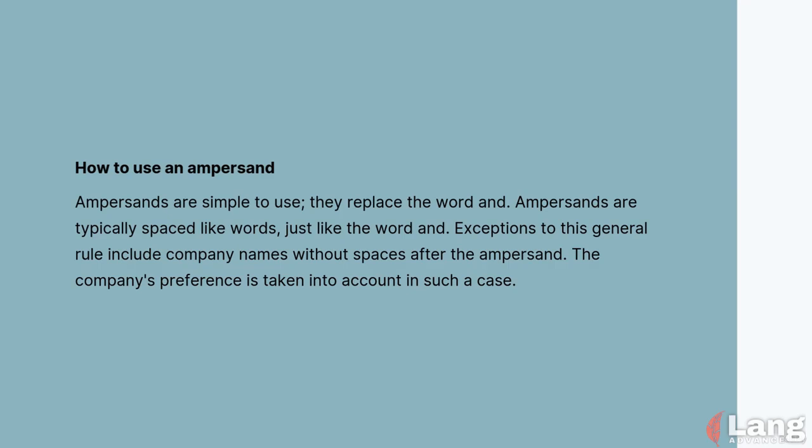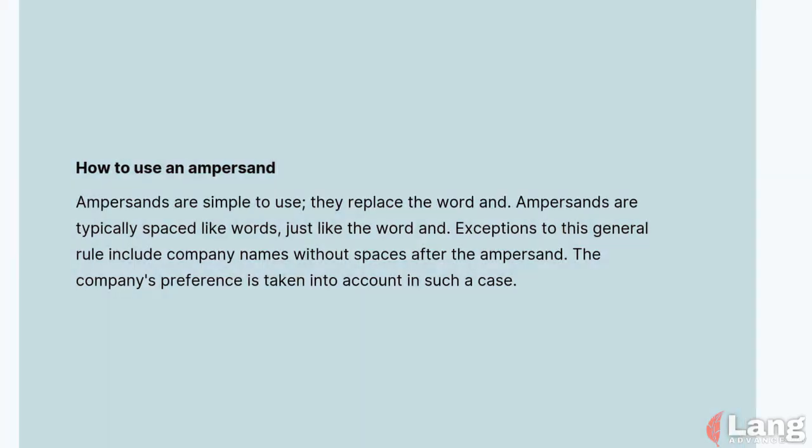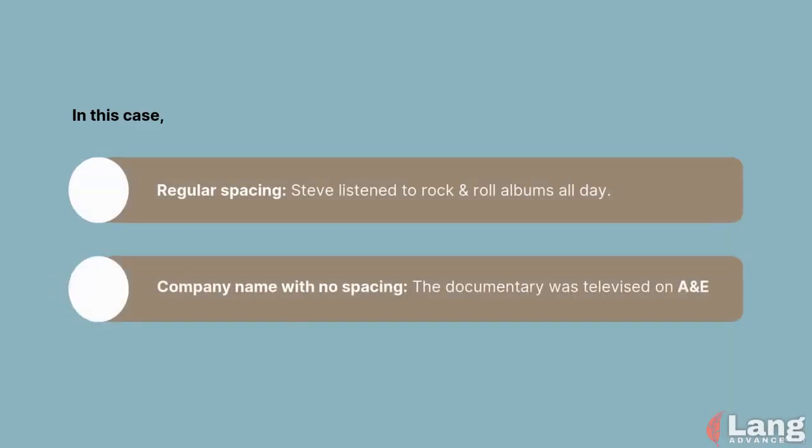How to use an ampersand? Ampersands are simple to use. They replace the word "and". Ampersands are typically spaced like words, just like the word "and". Exceptions to this general rule include company names without spaces around the ampersand. The company's preference is taken into account in such a case. Regular spacing: Steve listened to rock & roll albums all day. Company name with no spacing: The documentary was televised on A&E.